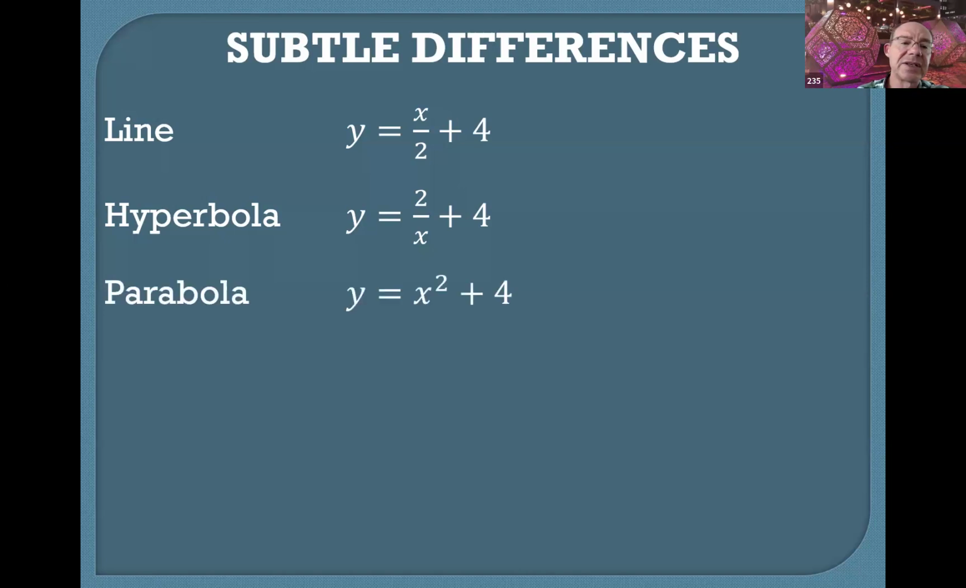Here's another example. Sketch that basic parabola. Okay. How close is that to that exponent?